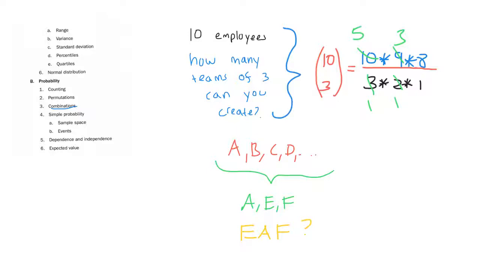So now all that's really left to do, since anytime you divide something by 1 it just remains itself, is multiply the top numbers. So it's going to be 5 times 3, which is 15, times 8, which is 120.